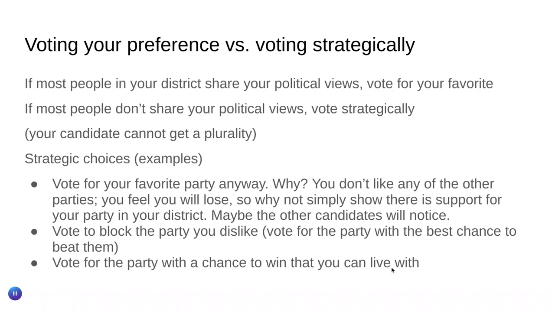So there are different ways to think about how to vote if you're in an SMD system and you are in the minority. But if you are in the majority, then you just vote the way you like.